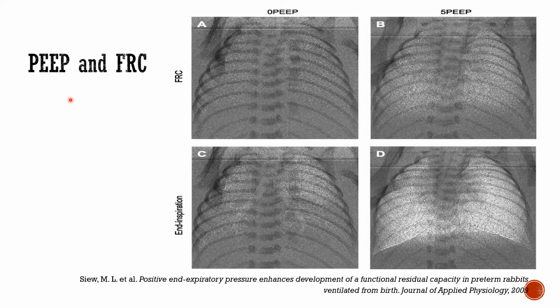The effect of positive end expiratory pressures on the establishment of functional residual capacity was shown by Swathi et al. in their study on preterm rabbit lungs which were intubated and mechanically ventilated at birth. They found that the application of 5 cm of positive end expiratory pressure led to improved air being retained in the lungs at the end of expiration, as we can see here, versus the application of peak inflation pressures alone, where there is negligible gas at end of expiration.